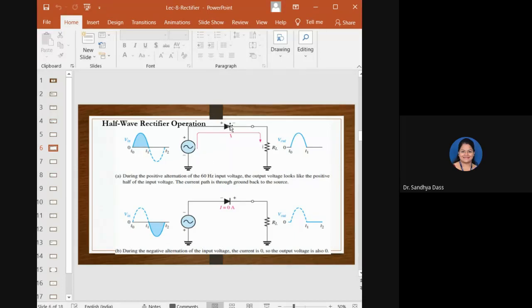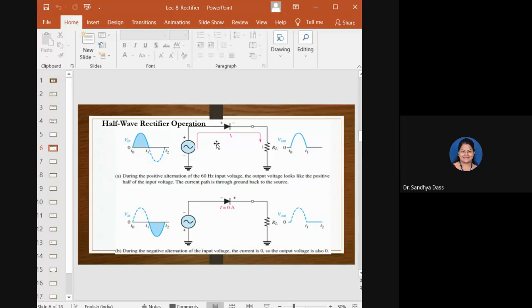There is a diode, there is an AC source, and there is a load RL. Please note that the ground level will be common. Wherever you have ground, it means it is a single, same point electrically. So the AC source connected to a diode with the RL load will be your half wave rectifier circuit.